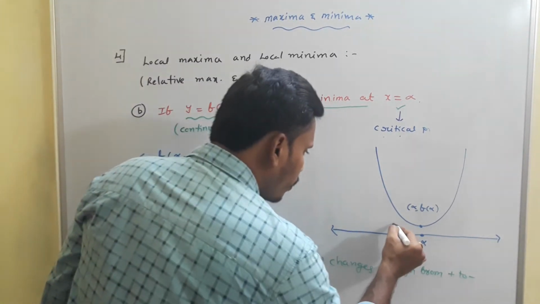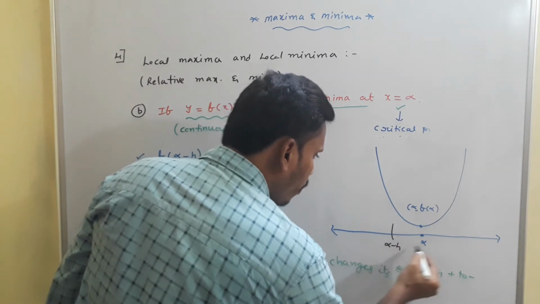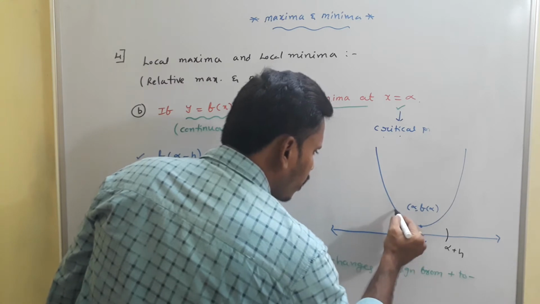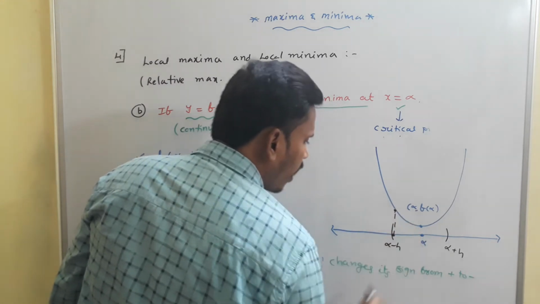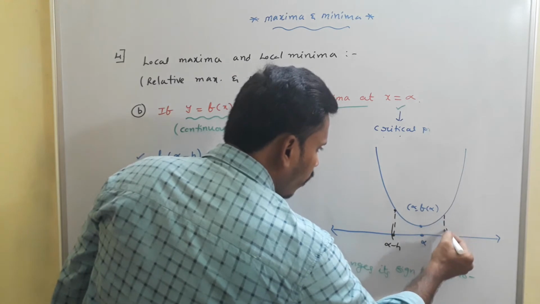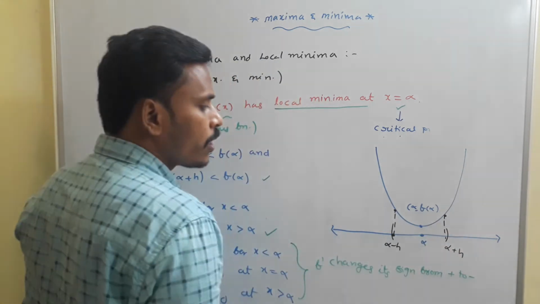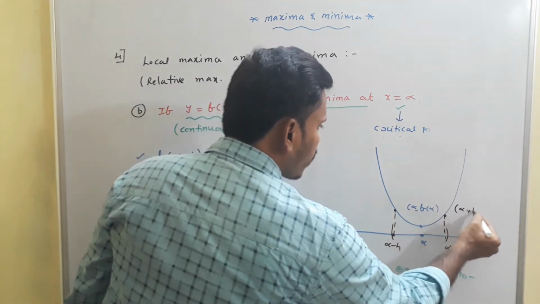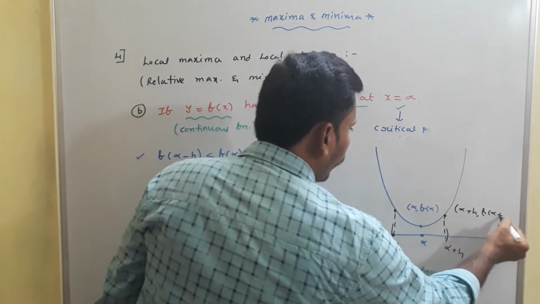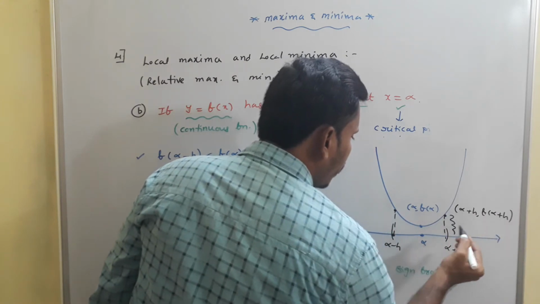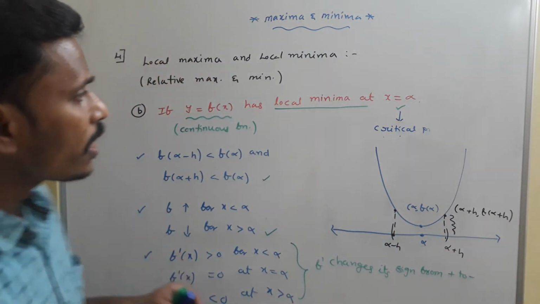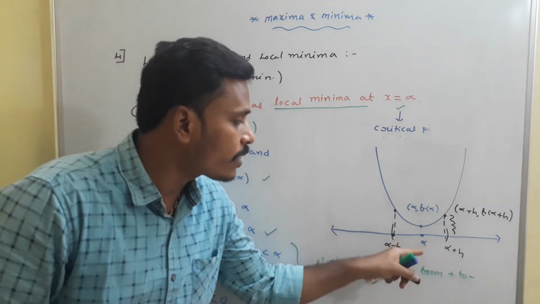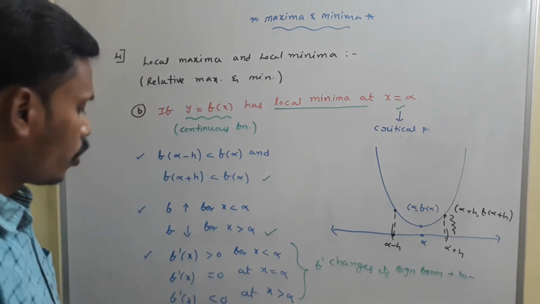Suppose you consider a small neighborhood like alpha minus h to alpha plus h. At alpha minus h, its corresponding point is here, and this is the height, and this is alpha, and at alpha plus h, this is the point. One thing is very clear. What do you say about this point? That point is alpha plus h comma f of alpha plus h, and this height is f of alpha plus h. Since at alpha we have local minima, this f of alpha is less than that f of alpha plus h.